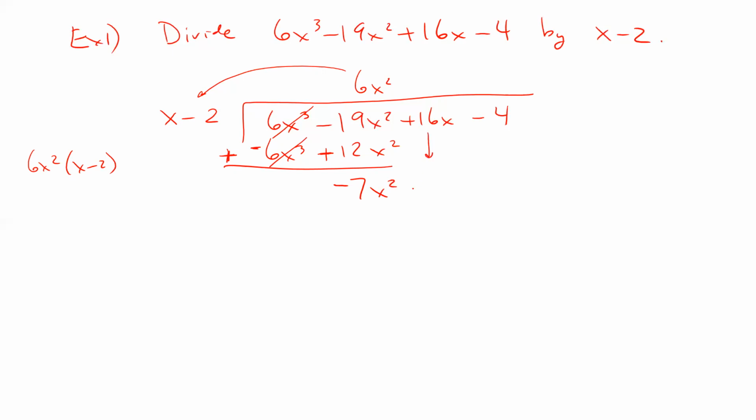And guess what? The next piece comes down just like in division, and we start all over again. The question is, what multiplies x to give you negative 7x squared? Negative 7x, perfect. I'm going to put it into the x column right here. And negative 7x times x minus 2 is negative 7x squared, careful with the signs, plus 14x. Awesome. Okay.